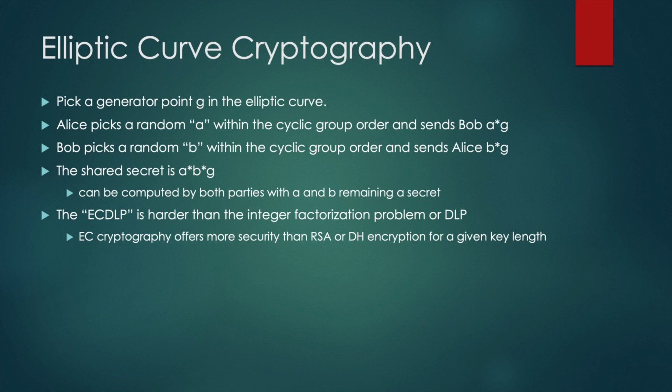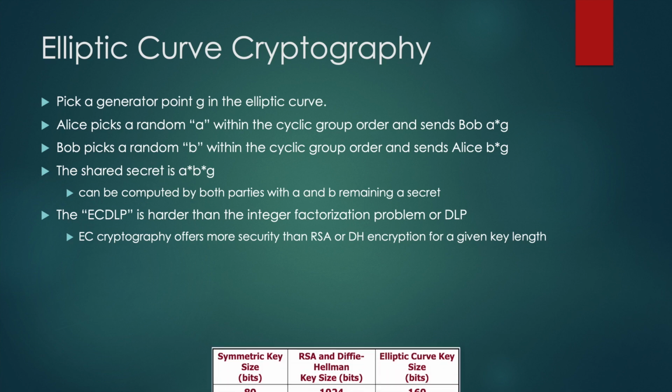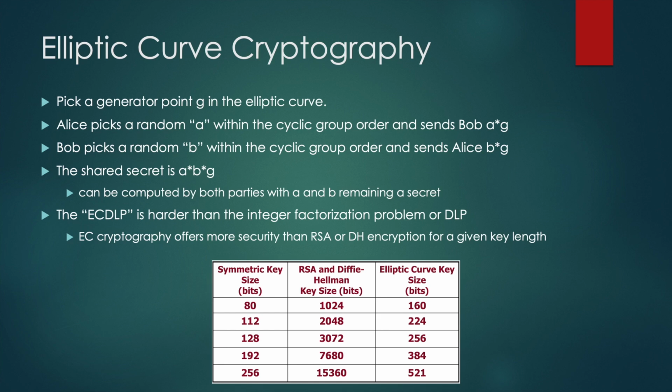The elliptic curve discrete log problem depends on the hardness of being able to perform division on elliptic curve points to determine the scalar multiplier of the generator. To get A from G times A, there is no known algorithm that can compute this efficiently.